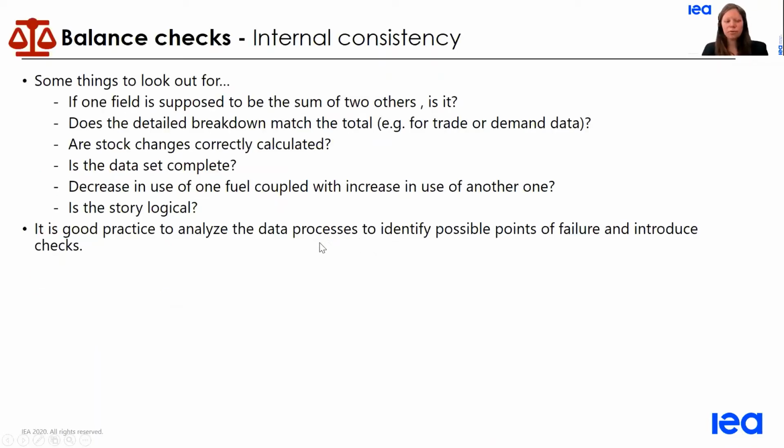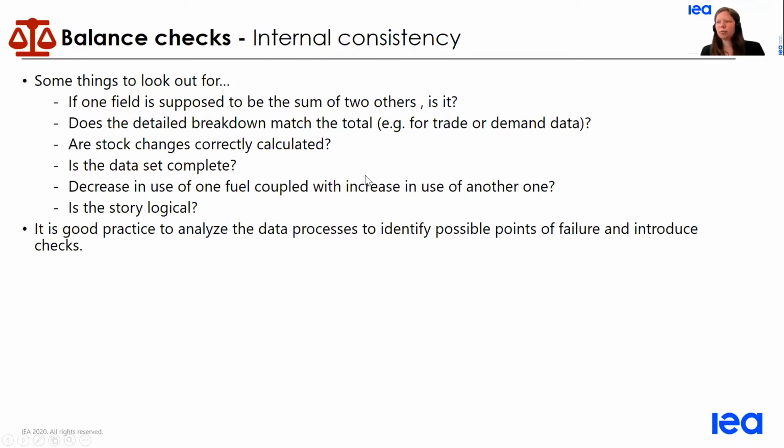Byung-ho has introduced the concept of the energy balance to you. And once you have the energy balance, you can have a look into details in the internal consistency. Some things that you will have to look out for is if one field is supposed to be the sum of two others, is it really? Does the detailed breakdown match the total? For example, this could be for trade or for demand data. Are the stock changes correctly calculated? If you have decided to calculate them in a specific convention, is this used and is this used consistently?